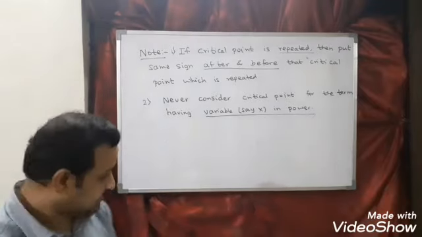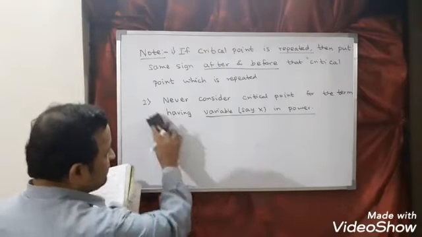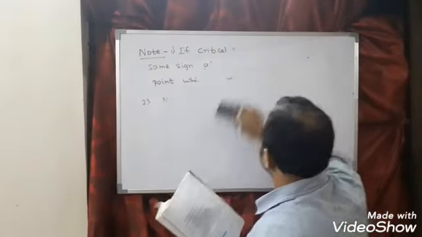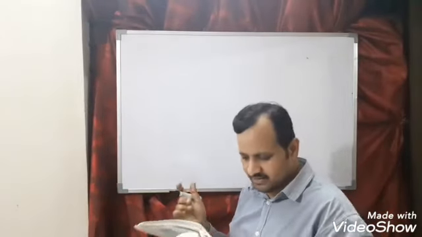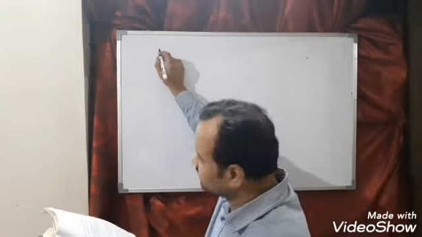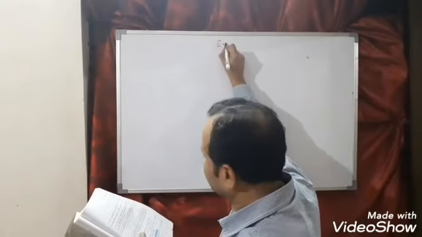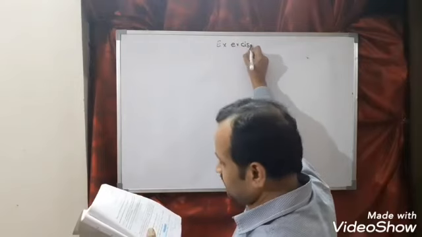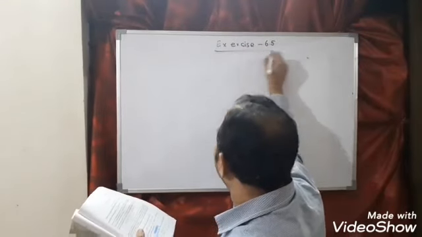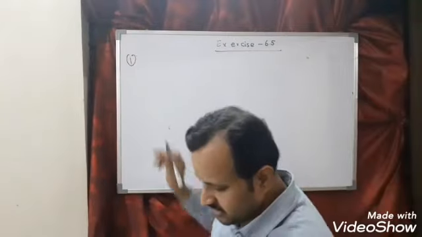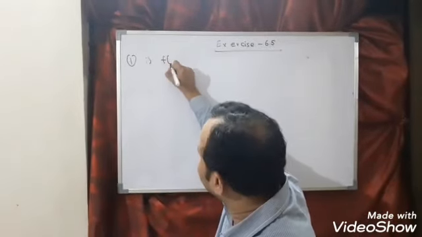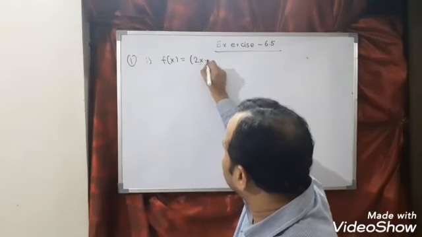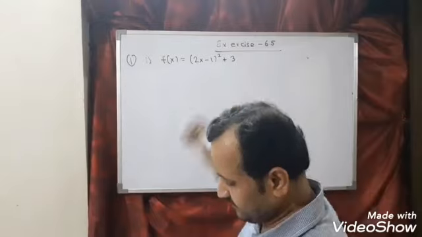So this is exercise 6.5. Let us start with question number 1. And those who are perfect in increasing and decreasing, then I think maxima and minima is also very simple. Question number 1 is: find the maximum and minimum values, if any, of the following functions given by. So the first question is, f of x is equal to (2x minus 1) whole square plus 3.